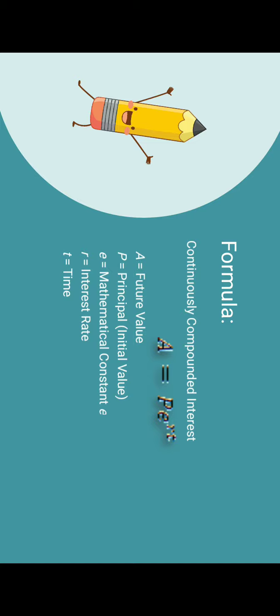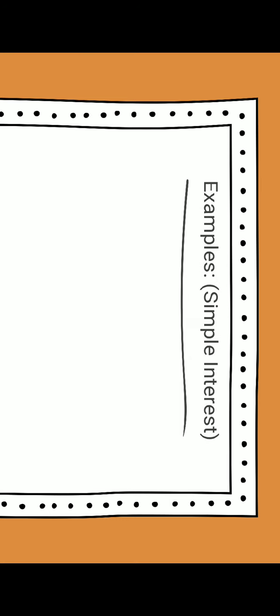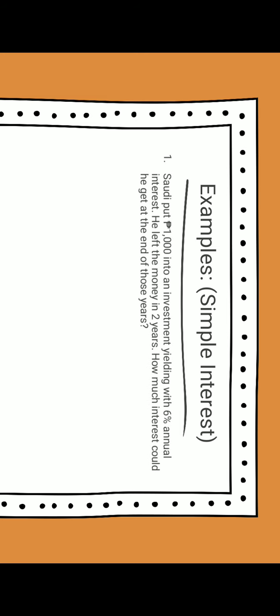Now, let us proceed to the examples. But before that, I am encouraging you all to have your own scientific calculator with you para makasabay kayo sa akin at hindi malito. Examples of simple interest. Number 1. Saudi put 1,000 pesos into an investment yielding 6% annual interest. He left the money in for 2 years. How much interest could he get at the end of those years?